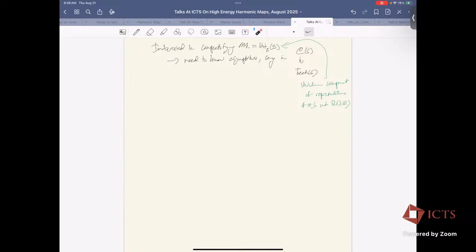So let me redraw the picture and tell you what I'm going to do, the very first, most basic example of this sort of asymptotics. So redrawing this image, I have Teichmüller space. Here I have C of S here. I have some Riemann surface.